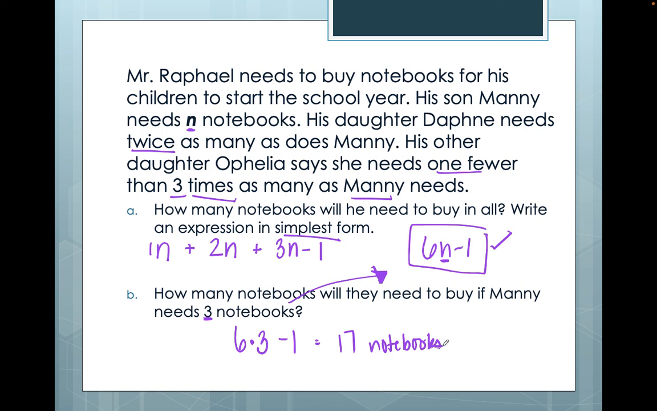Now, one other way you could do part B is you could say, okay, well, Manny is 3. I knew Daphne was twice as many as him, so that's 6. And then Ophelia is 1 less than 3 times. So 3 times 3 is 9, minus 1 is 8. I can add all of those up to get 17 as well.